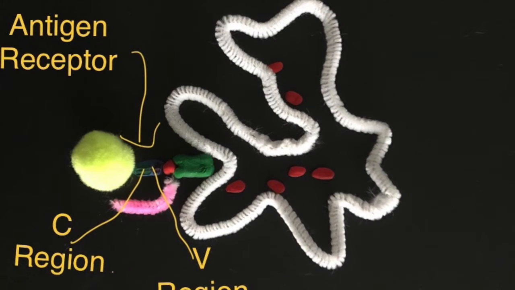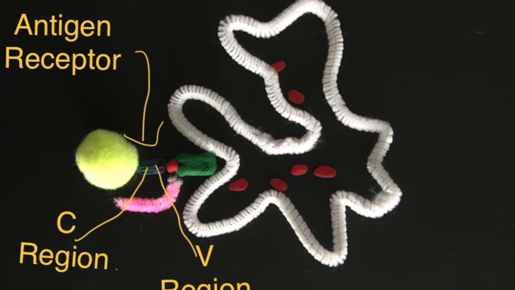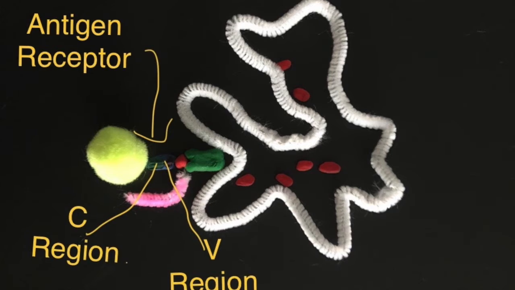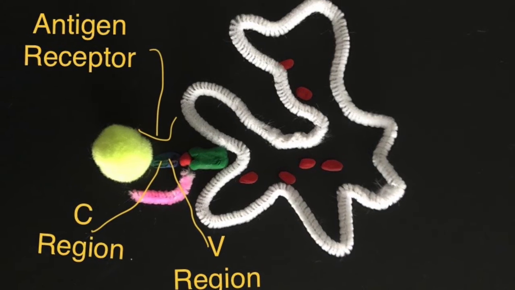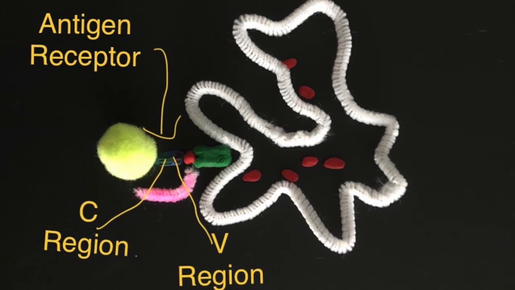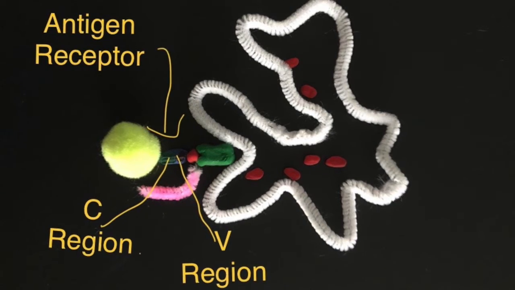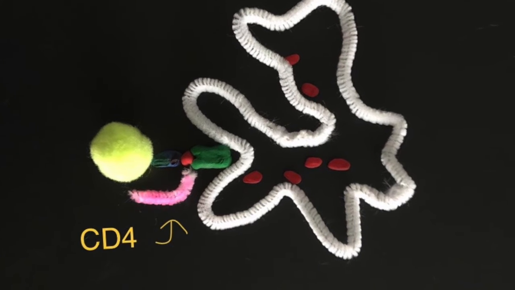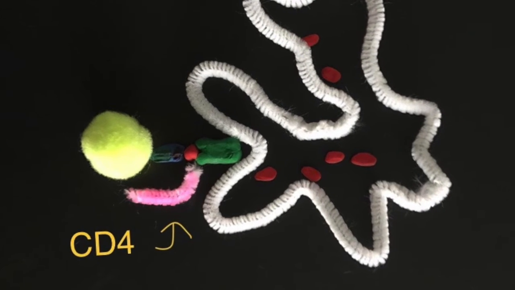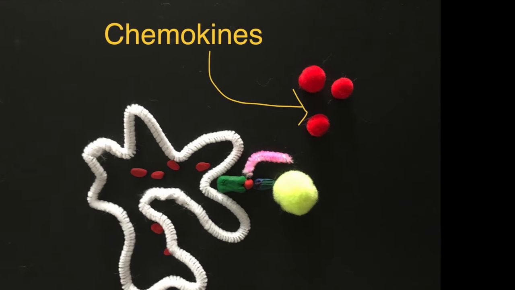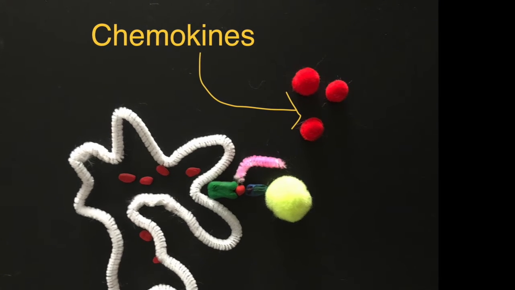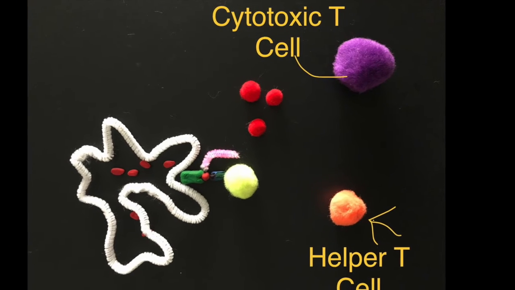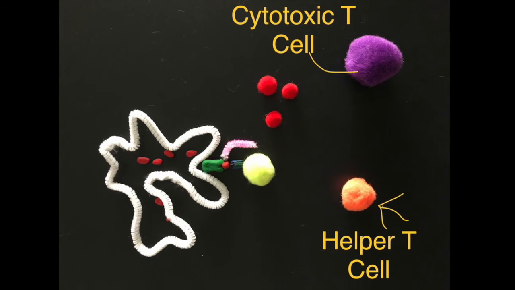The antigen and the MHC molecule bind specifically to the variable region of the antigen receptor, or specific amino acid sequences. The constant or C region makes up the rest of the antigen receptor, which is constant throughout all T cell receptors. An accessory protein called the CD4 also helps with binding of the helper T cells and the MHC molecule. The binding and activation of the helper T cells causes it to secrete chemokines, which causes clonal selection or gives rise to a clone of helper T cells and cytotoxic T cells.